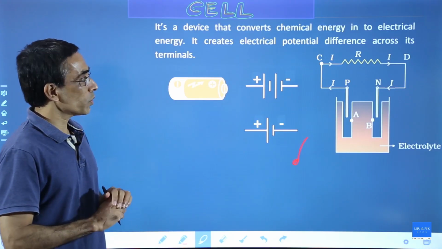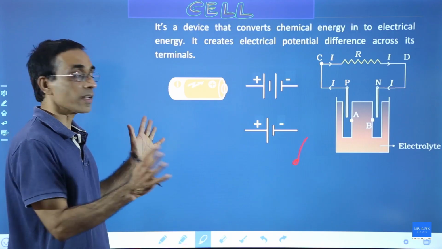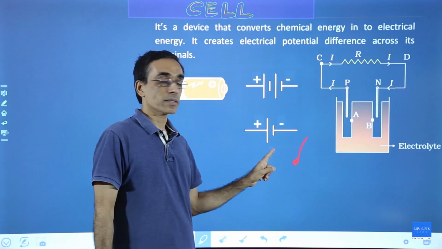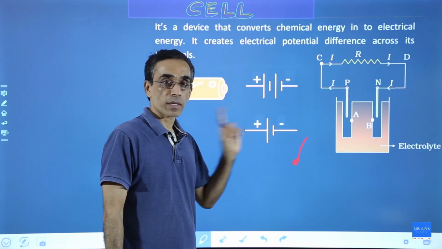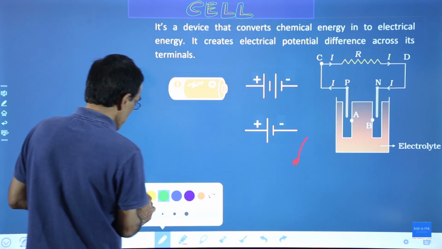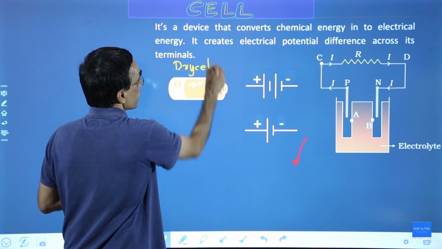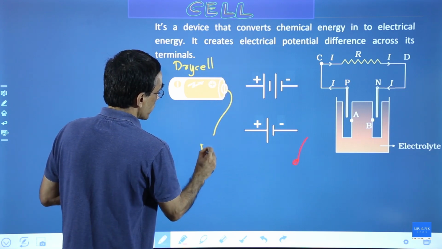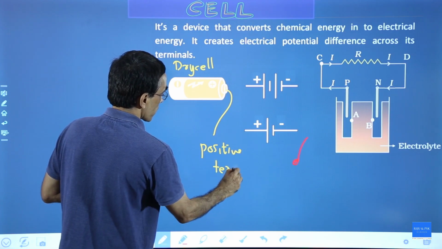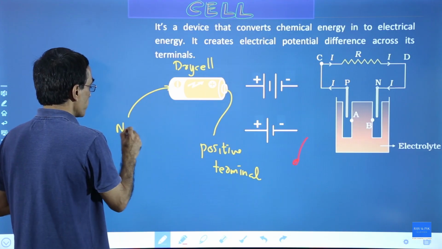Fine. Now what we need is an understanding about how we handle cells in our circuits. A cell is symbolized like this. Positive terminal, negative terminal. What is the meaning of terminal of a cell? This is a dry cell, normal cell, this is called dry cell. This is the positive terminal and this is the negative terminal.